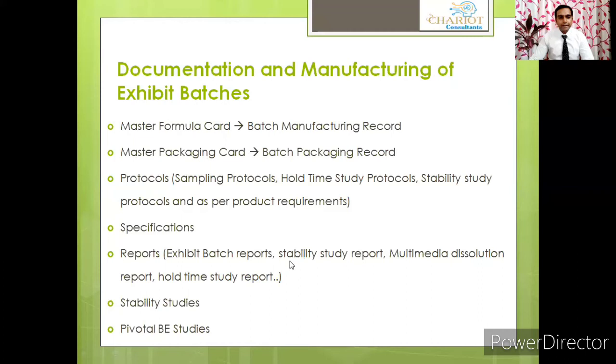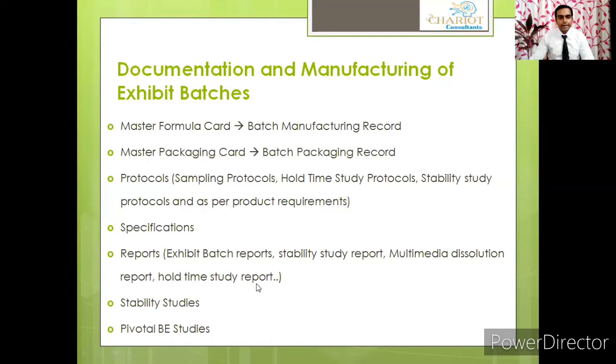The stability studies that you have done will be captured in your stability study report. The multimedia dissolution, as I forgot to mention earlier, because for the regulated market, you need to generate a multimedia dissolution at 3 pH, basically pH 1.2, 4.5 and 6.8, because that will indicate that your test product and your reference product are behaving similarly in terms of multimedia. So that data you need to generate at the plant also.